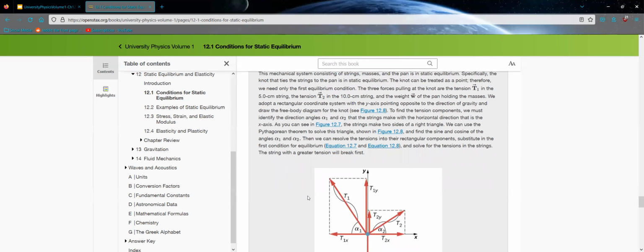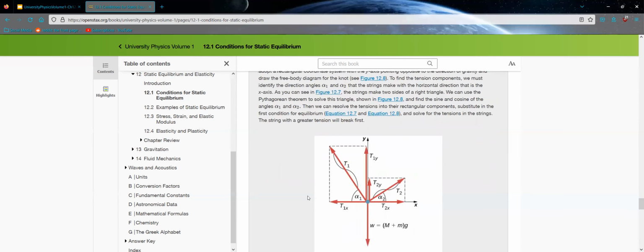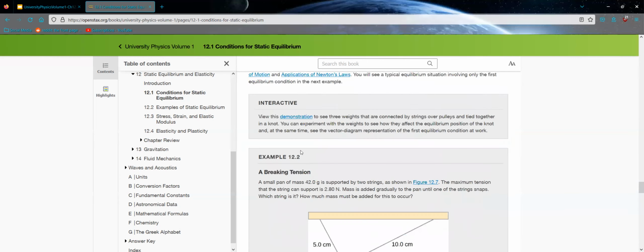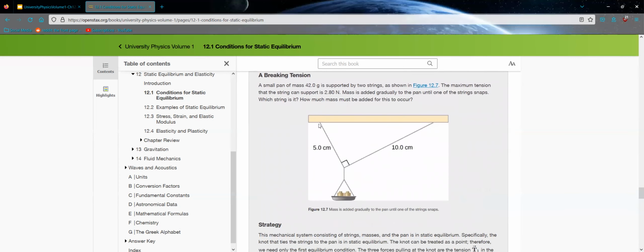To find the tension components, we identify the angles alpha 1 and alpha 2 that the strings make with the horizontal direction, that is, the x-axis. As you can see from the figure, the two strings make right triangles, right? We knew that. So we can use the Pythagorean theorem to solve for them. Right triangles meaning we have, right, a triangle. So if you know parts of the triangle, you can solve for the parts. The entire triangle needs to sum to 180, right? We're talking trigonometry. We're talking high school math at this point.